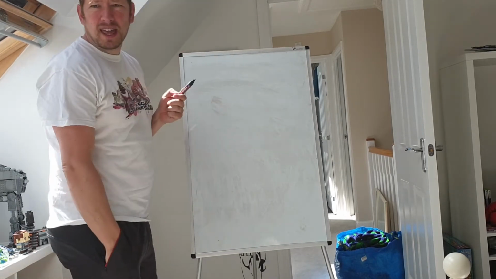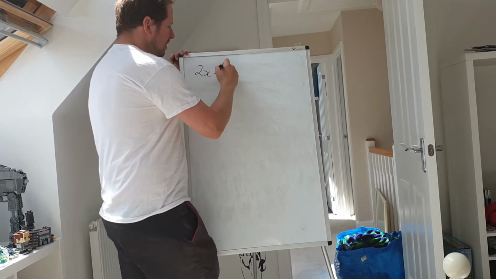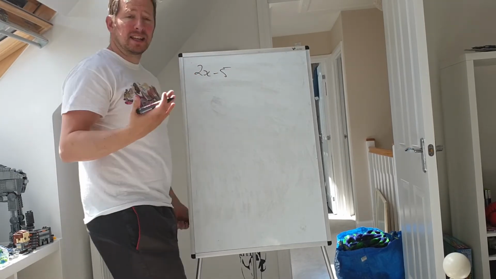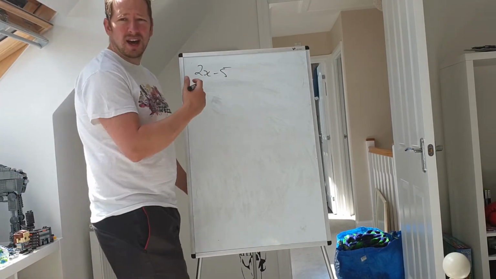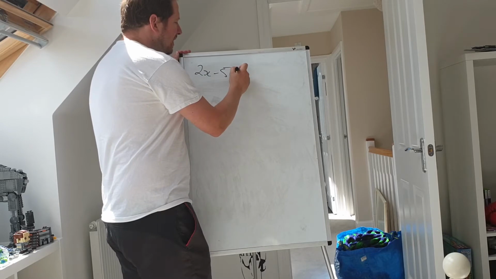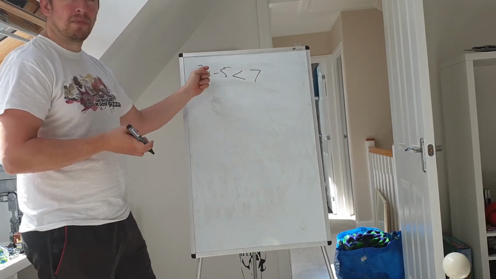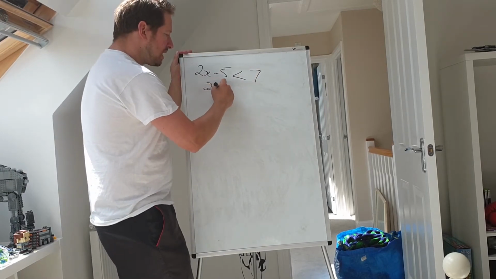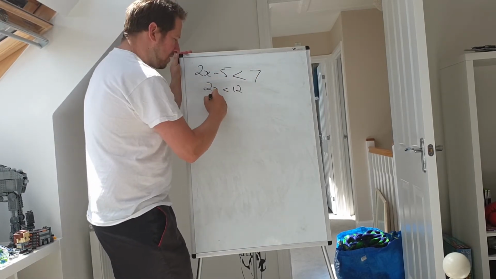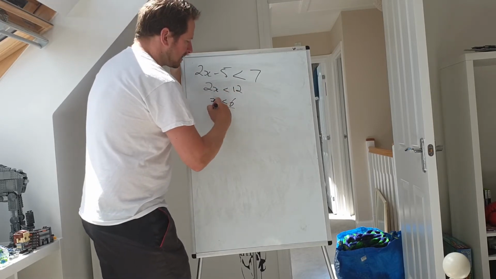Okay, how much harder can they get? Well, this is the next example that's on the paper. You don't need to worry too much about it. We've just had a look at how to do these. So 2x minus 5 is less than 7. The first thing we do is we get rid of this minus 5. So we add it just like we do normally to the other side. So I've got 2x is less than 12. Divide by 2, x is less than 6.